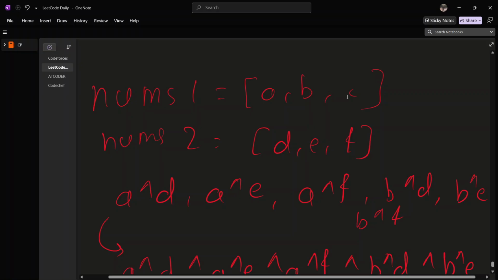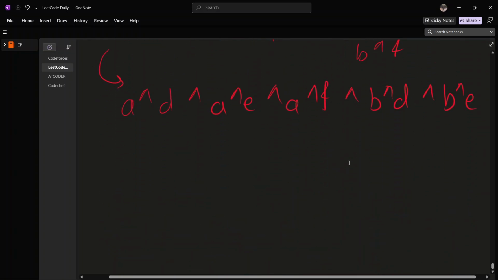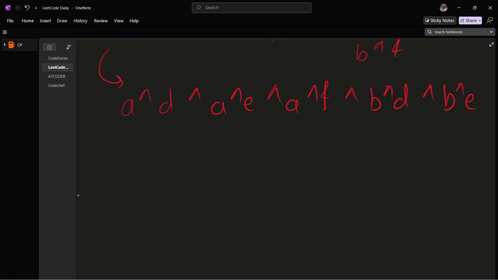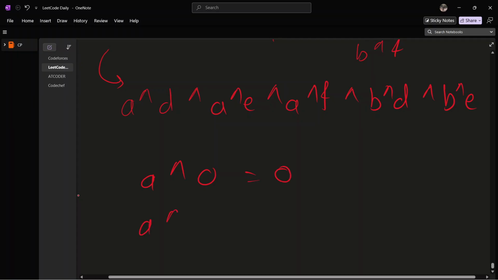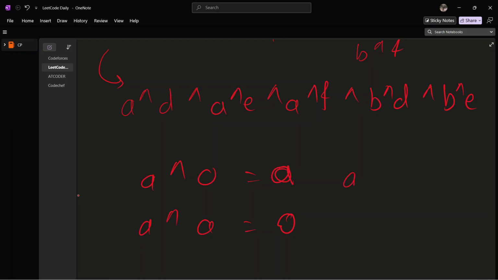It will come 3 times because it will pair with A, it will pair with B, it will pair with C, right? Similarly, E will also come 3 times, right? F will also come 3 times. And we know that about XOR, what I told you, A XOR 0 is equal to A and A XOR A is equal to 0. So by this, we can say A XOR A XOR A is equal to, again, A, right? Because this will turn 0 and 0 XOR A will become A.